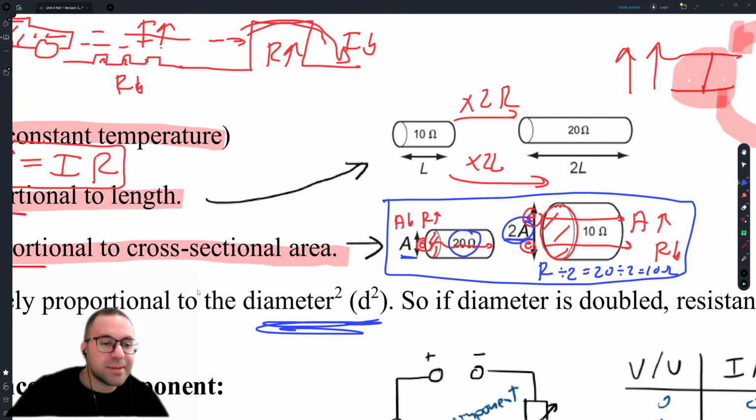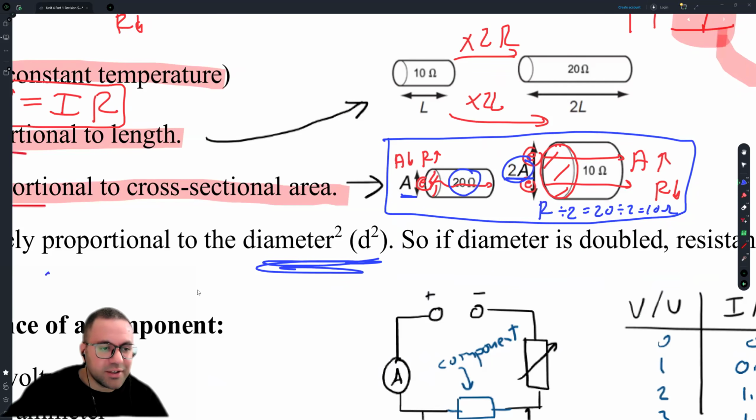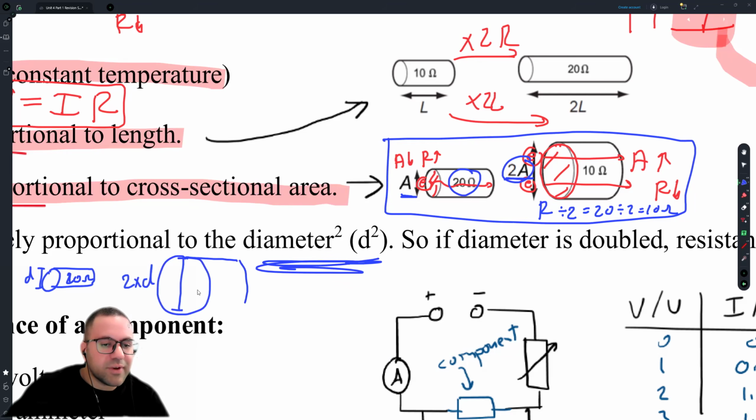But if I repeat the same question again, and I say, you have a wire of area A and diameter D, and resistance of 20 ohms. And then you double the diameter, not double the area, you double the diameter. What's the value of the resistance? It's not going to be 10. It's going to be 5 ohms.